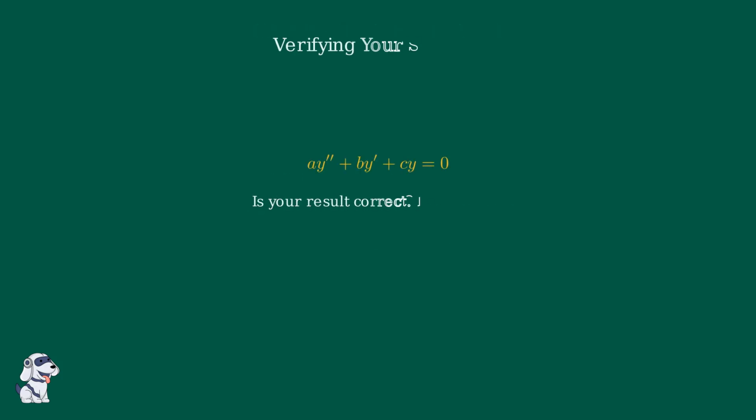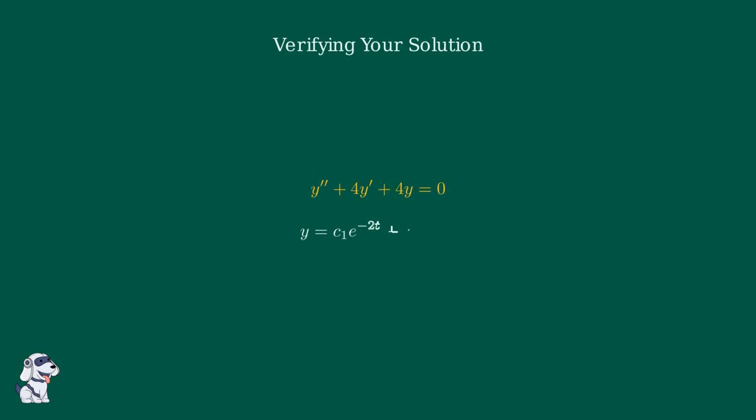Now that we have solved for y, how do we know we are correct? We use the verification process. We plug our final solution back into the original differential equation. Consider this critically damped system. To verify our solution, we differentiate it once to find y prime and twice to find y double prime. After differentiating, we substitute these expressions back into the original equation. Every term must cancel out to reach 0.